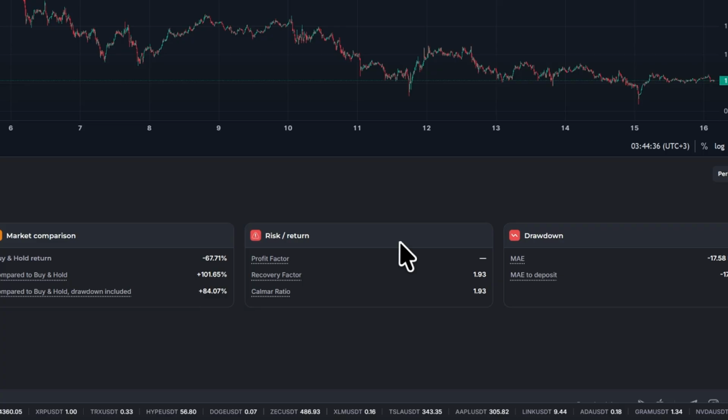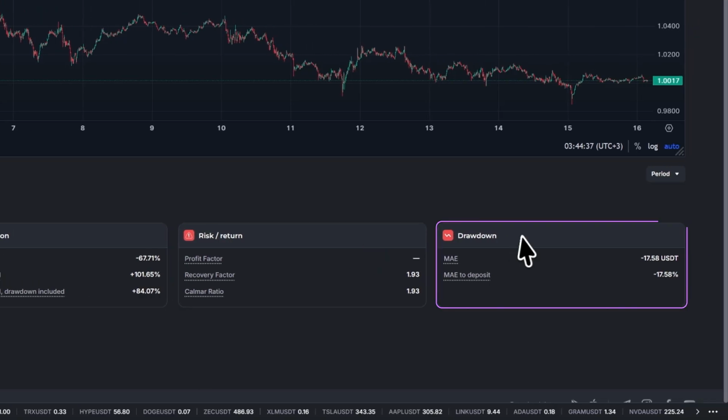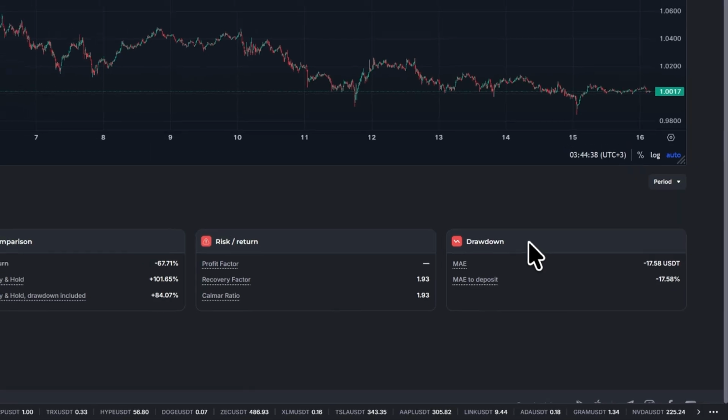These evaluate how well the strategy recovers from drawdowns. A higher number means a more resilient strategy. And finally, the drawdown block breaks out your MAE in absolute numbers and as a percentage of your deposit.